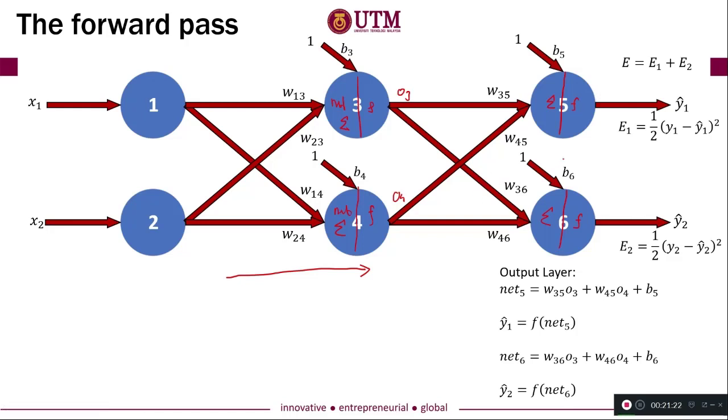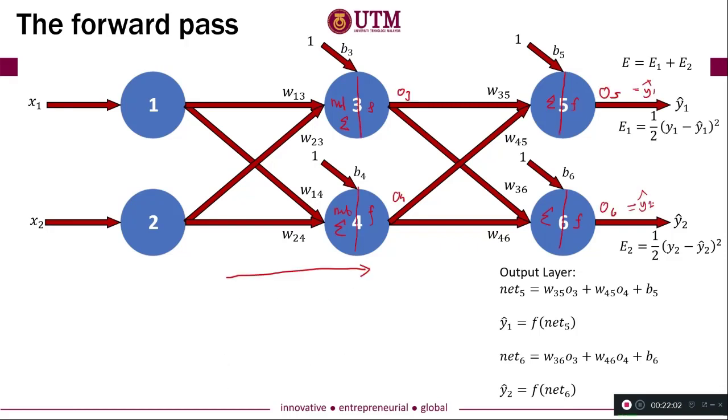Here it should be O5 and O6, and once it has arrived at the output, it should, of course, be the Y. O5 is actually your Y hat 1. This one is equal to your Y hat 2. So it's the same thing there. That's the name forward pass, because you're going from the input to the output.